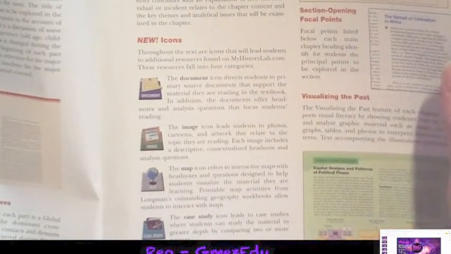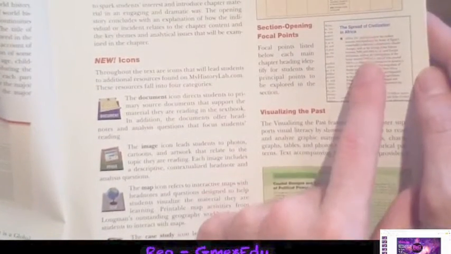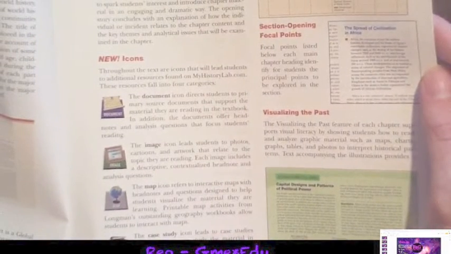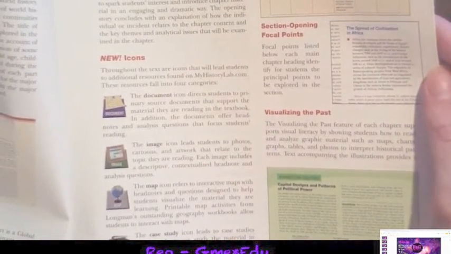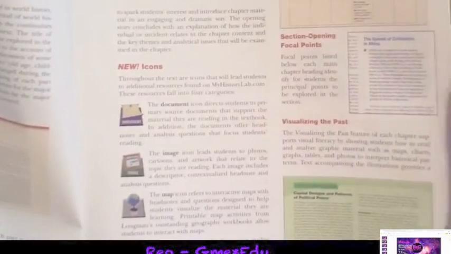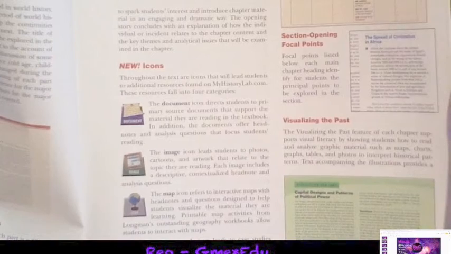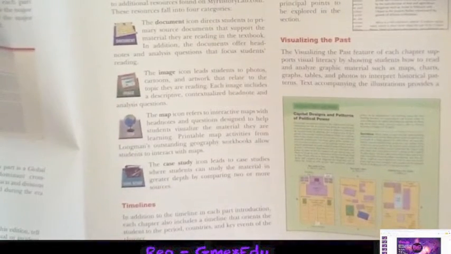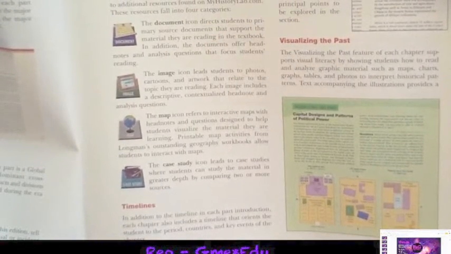As we can see, we'll see a blue heading, and then under that will be the focal point. Each main chapter heading identifies for students the principal points to be explored in the section. So that's great for students: okay, if I have to take notes on this section, I'll look at the principal points, and then I can just add a detail to that. So it's a good feature. It's great that they have that. We'll see how it's executed when we get into the chapter.